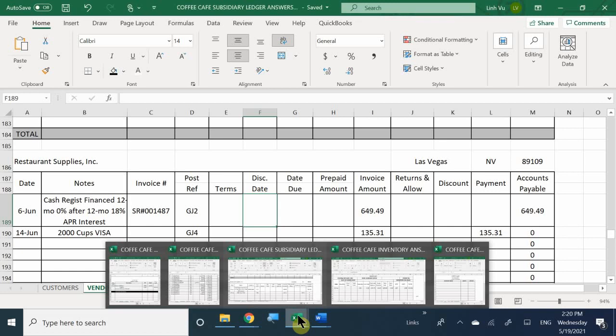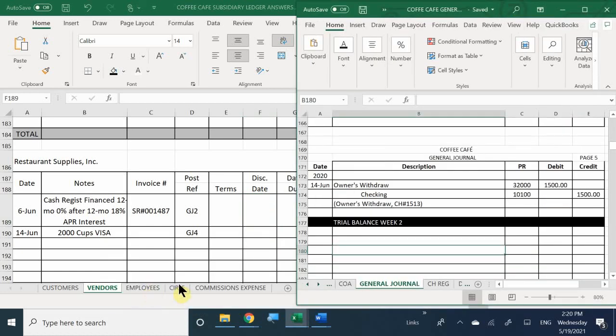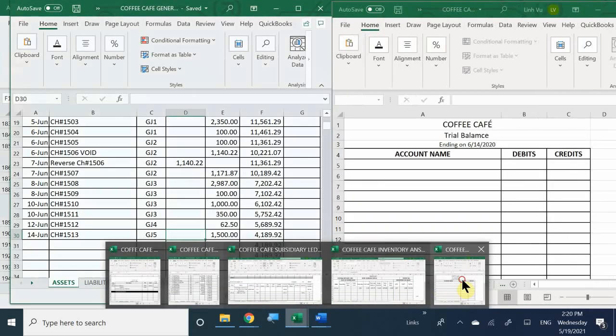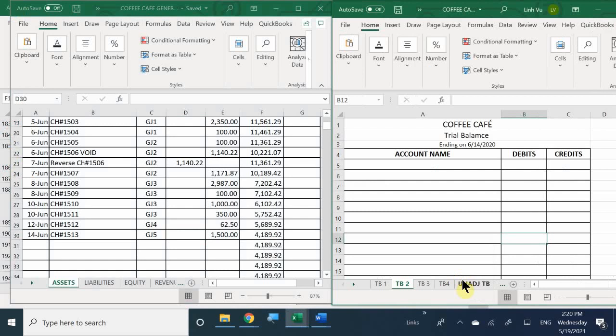So I believe in the message I did say trial balance. I'm not quite sure if I did. But the only things you need when you're using your trial balance are your ledger and your trial balance, and that's it. Okay, so here I have my ledger on the left side, my trial balance on the right side. Okay, and I'm going to show you some shortcuts later on. So once we finish week 3, I will show you the shortcut there.